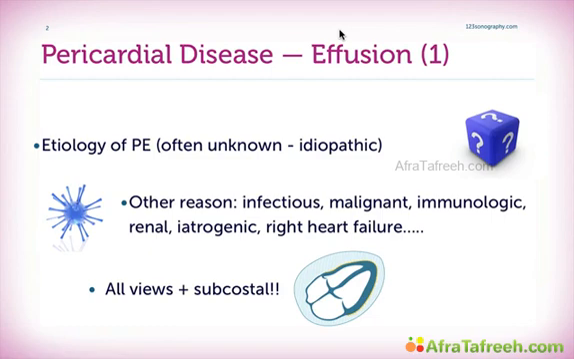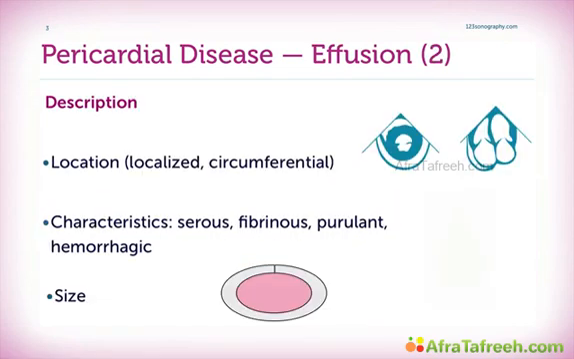When you assess for pericardial effusion, you're looking for an echo-free space. To do that, use all views, but in particular also use a subcostal view. If you find a pericardial effusion with echo, you will describe the location. Is it localized or is it circumferential?